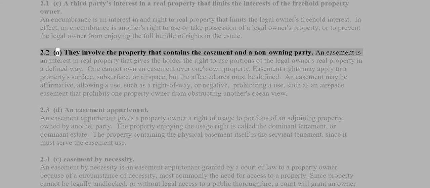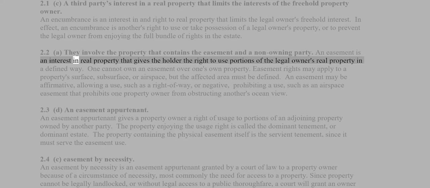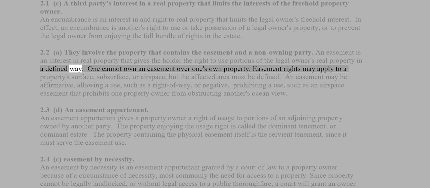2.2 a. They involve the property that contains the easement and a non-owning party. An easement is an interest in real property that gives the holder the right to use portions of the legal owner's real property in a defined way. One cannot own an easement over one's own property.